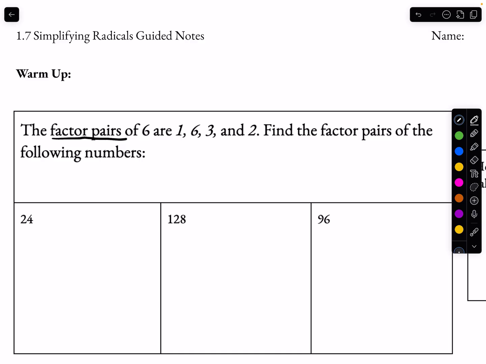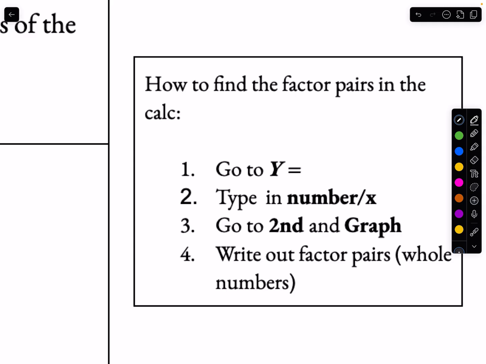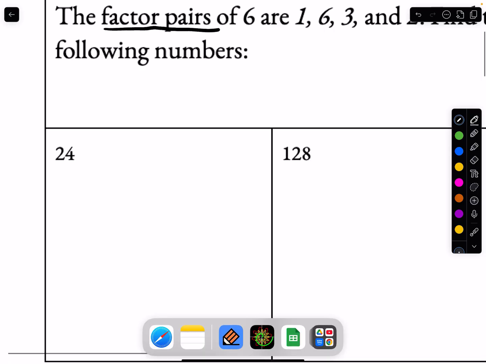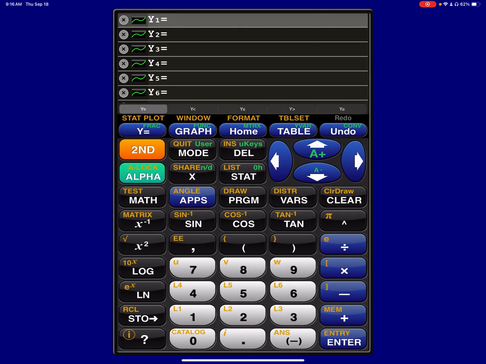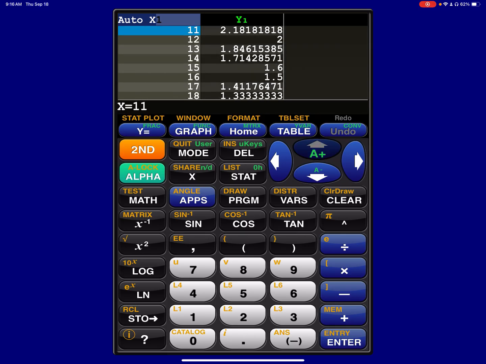So if we're looking at the factor pairs of the number 24, we have some calculator instructions. You're going to go to y equals, type in the number divided by x, and then go to second graph, which is the table, and then you can write out the factor pairs. So for 24, I'll go to y equals and type in 24 divided by x, and your calculator will generate a bunch of those numbers: 24 divided by 1, 24 divided by 2, 24 divided by 3. And that's going to give you the factor pairs. The factor pairs are 1 and 24, 2 and 12, 3 and 8, and 4 and 6.